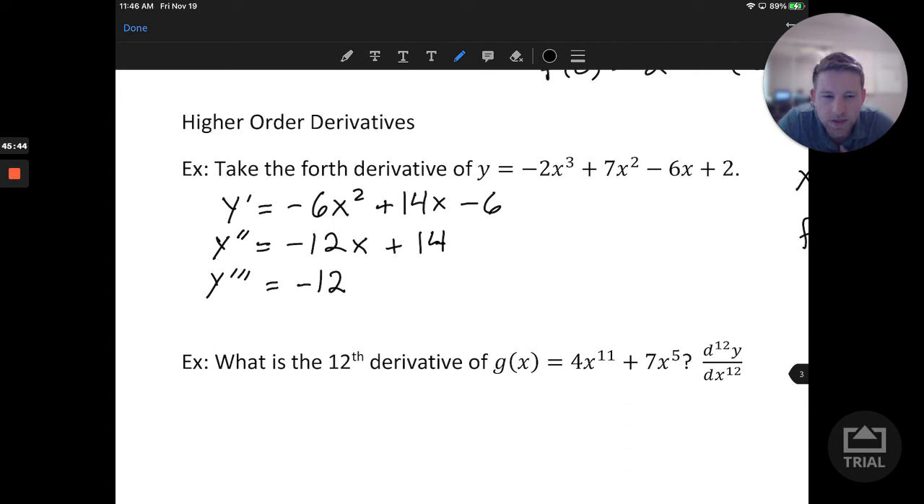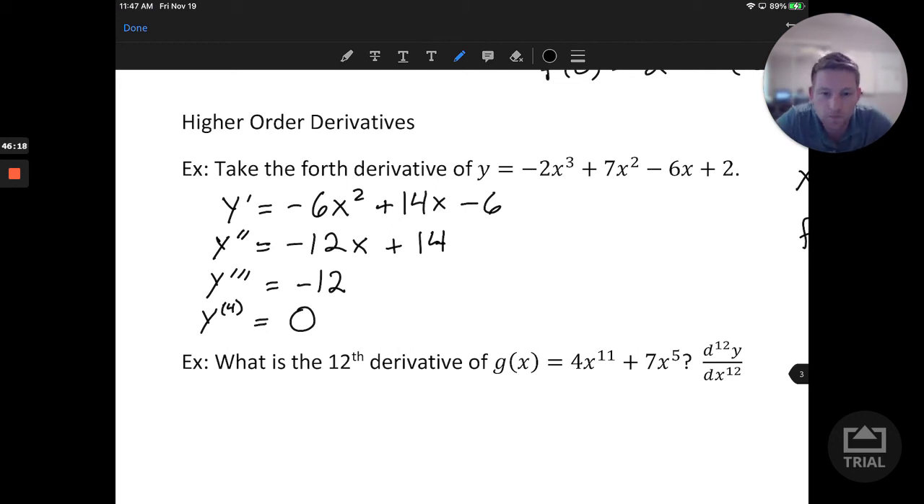Once we get to higher orders after this, we usually just use the notation of maybe y4. And again, we put that in parentheses, y(4), notating the fourth derivative. We don't want to confuse it with an exponent, so make sure you put parentheses around that so it doesn't get confused for a power. And if we take a derivative of a negative 12 constant, this is certainly going to just go down to 0.